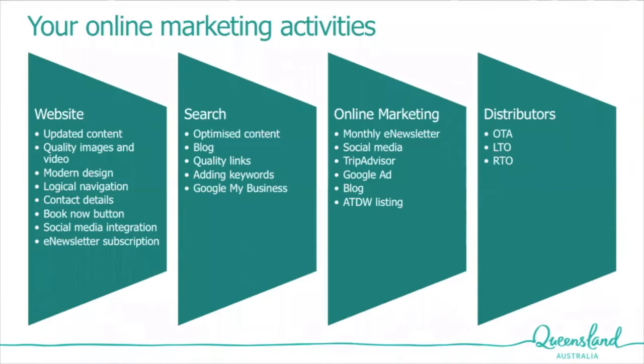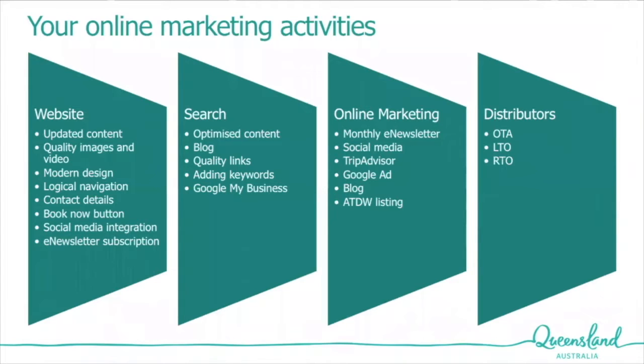If you registered for the Digital Ready program, there was a fairly comprehensive list there of suggestions of things to do on your website, functionality and features that are really helpful to your user. Under search, you've optimized your content. You've gone through and done an SEO review. You've got a blog post. You've got quality links coming into your website, and you have internal links. You are adding keywords into the SEO fields, and you have optimized your Google My Business listing.